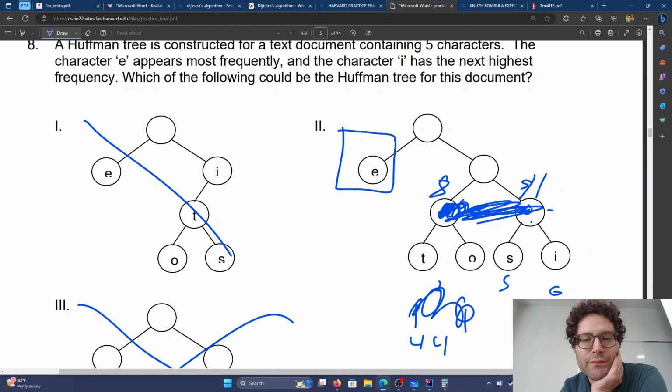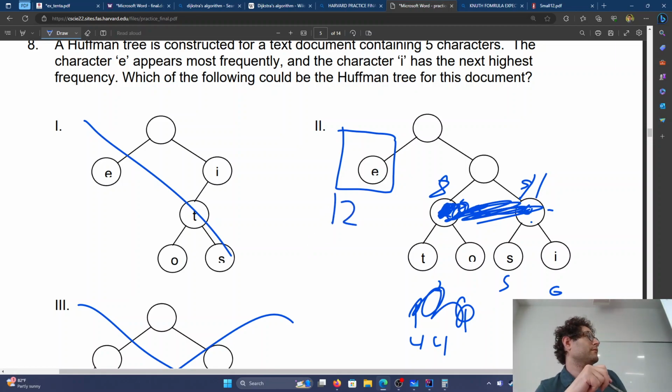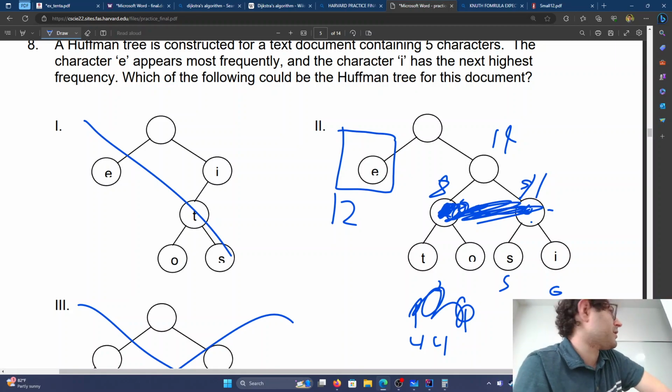Okay? And then 5 and 6, that adds up to 11. E is 12. So we would do 8 and 11. We would add these two things together. They would have a combined weight of 19, and they'd end up on the right that way. So yes, it works. My initial instinct was it works. I just had to construct an example to prove that it works.